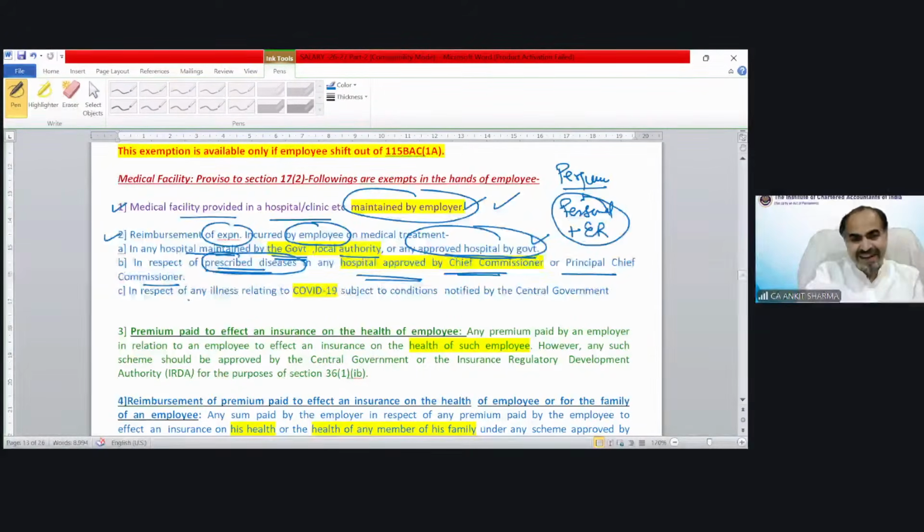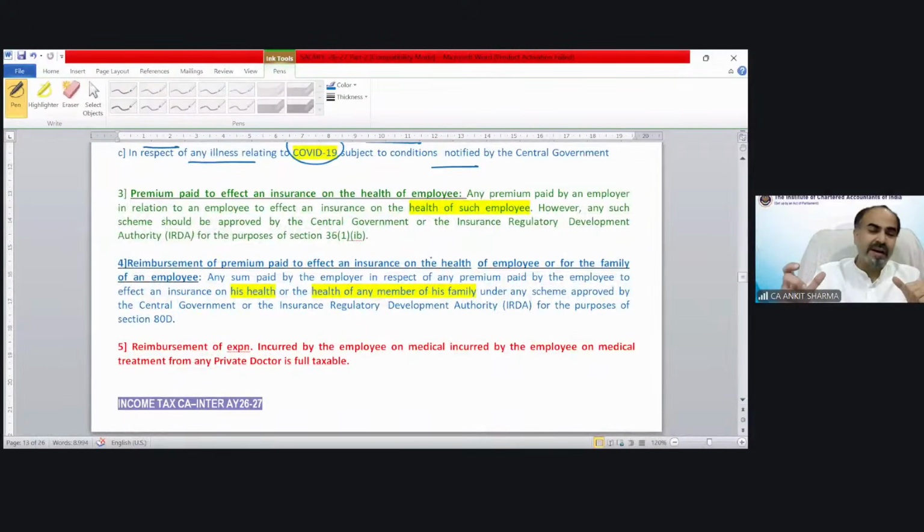Next is any expenditure in respect of any illness relating to COVID-19, subject to the condition notified by the central government. So that was medical treatment in a hospital maintained by employer, by government, a specified disease approved by commissioner, and COVID-19 expenditure reimbursed by employer. It's not yet completed.